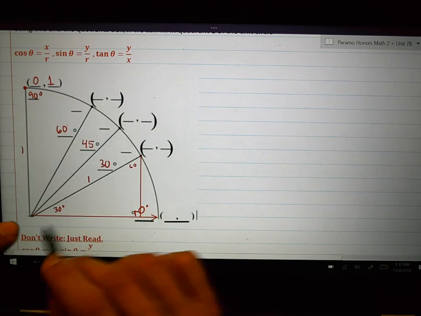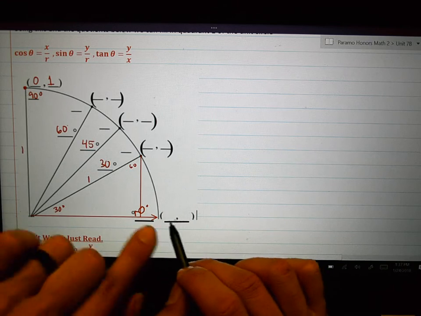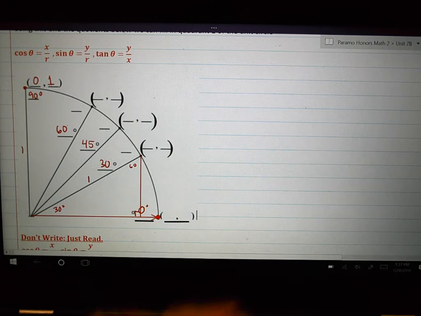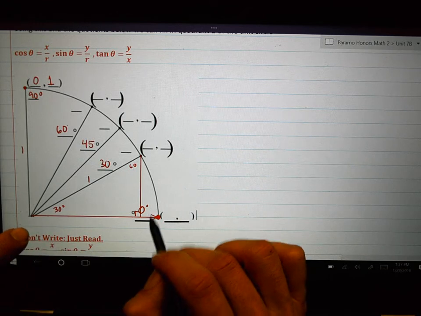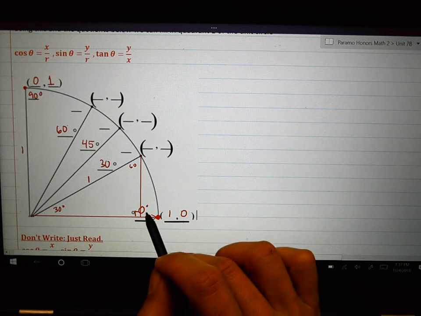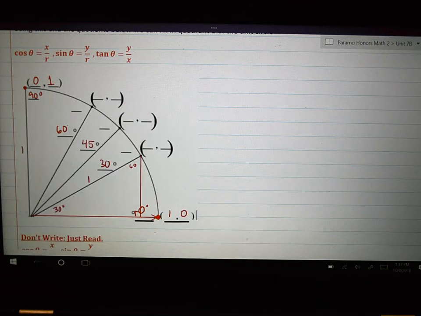If I go all the way out here to this coordinate right there, I've gone 1 unit to the right and 0 up, so it's (1, 0). That's the ordered pair for 0 degrees. That's the ordered pair for 90 degrees.